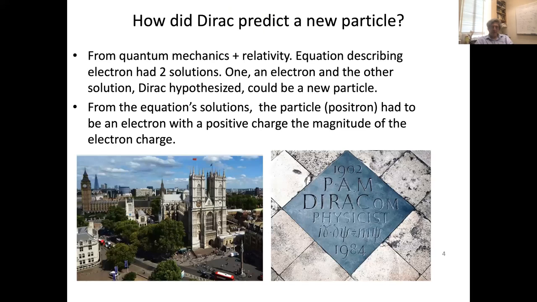And not only that, he has been memorialized. If those of you who've been to London, that's Westminster Abbey on the left. And if you want to know what the Dirac equation is, you can go there and see his plaque on the floor commemorating his discovery in Westminster Abbey. And that is the Dirac equation, i gamma dot, that funny symbol, on psi is equal to m times psi. 1984 is when he died. It's not when he wrote down the equation.